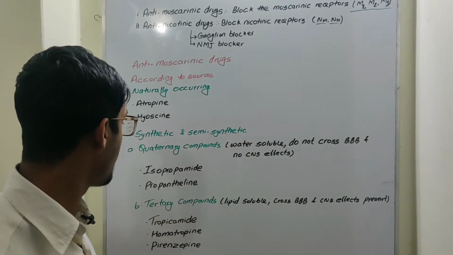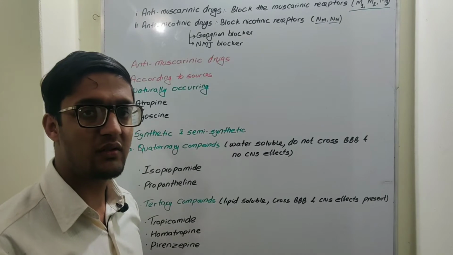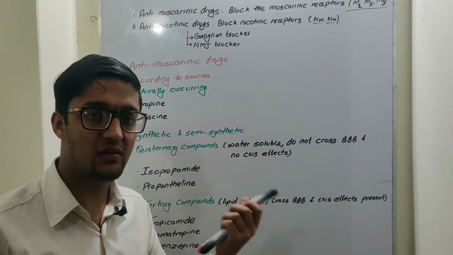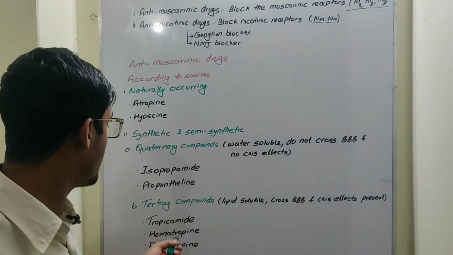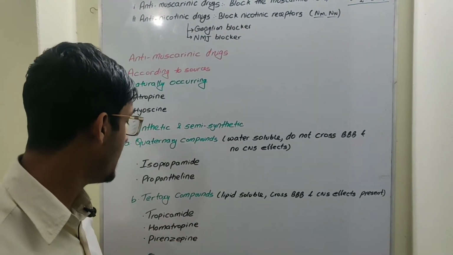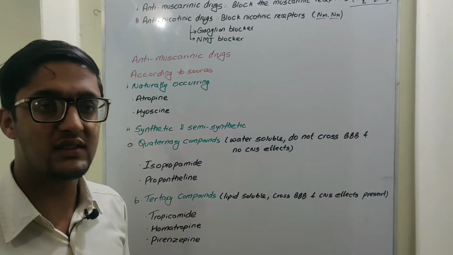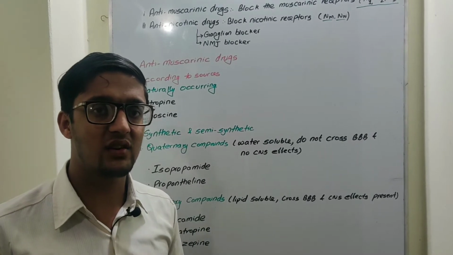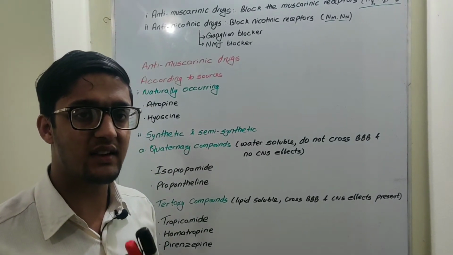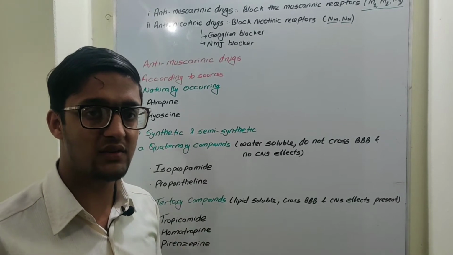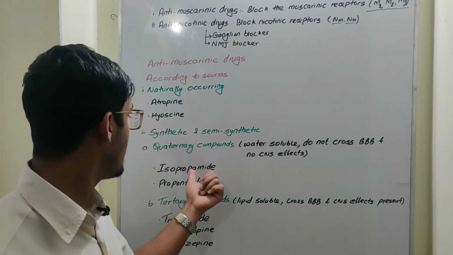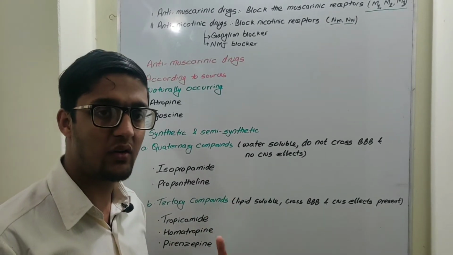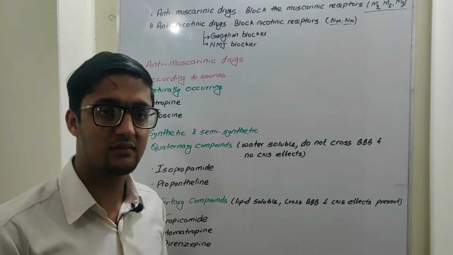Tertiary compounds are lipid soluble, they cross the blood-brain barrier, so they have central nervous system effects. Tertiary compounds include tropicamide, homatropine and pirenzepine. To summarize the classification: naturally occurring, and synthetic and semi-synthetic. Inside naturally occurring, there are atropine and hyoscine. Inside synthetic and semi-synthetic, quaternary compounds and tertiary compounds. Inside quaternary compounds, isopropamide and propantheline, and inside tertiary compounds, tropicamide, homatropine and pirenzepine.